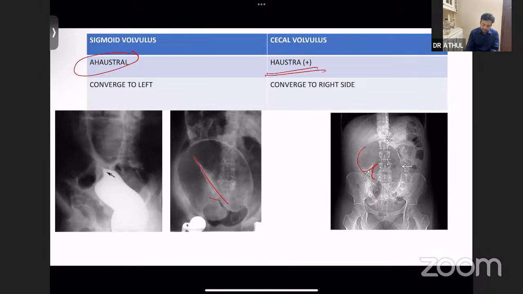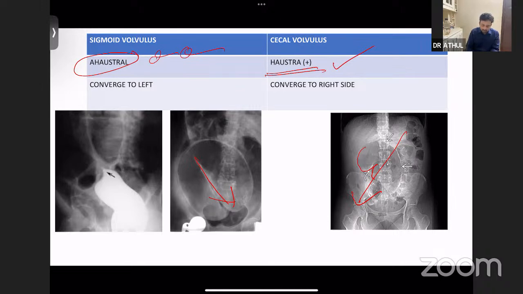Sigmoid volvulus will always be directed towards the left. Cecal volvulus will usually be directed towards the right. So these are the two important easy points that will help you to diagnose in exams, because exams usually give you classical images. So in a classical image, don't get confused. If you are seeing haustra, then it is cecal volvulus, because sigmoid volvulus is always ahaustral.